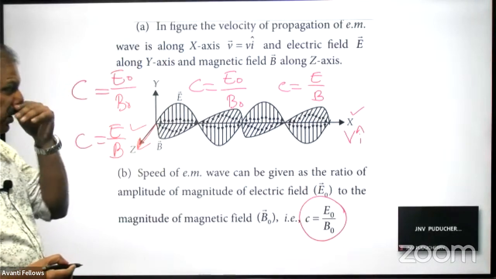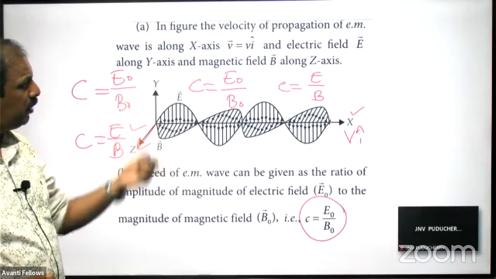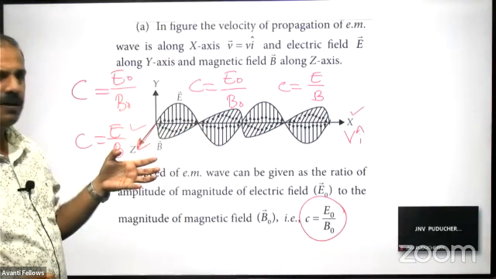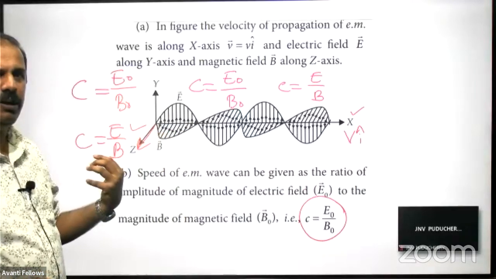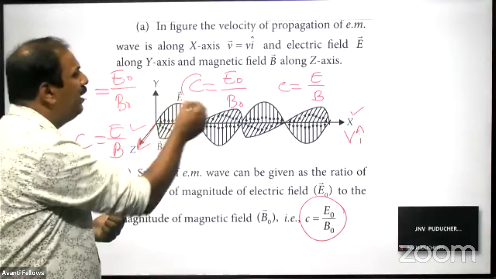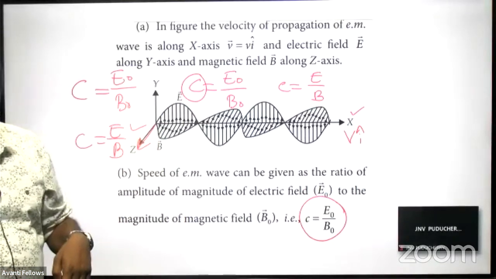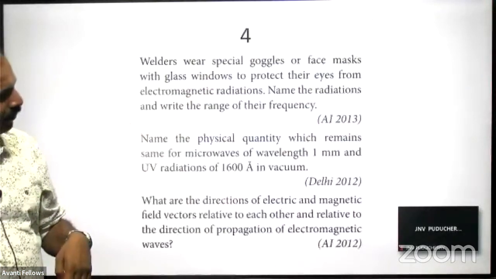But one thing you should remember: this is applicable when it is moving in space. If it is moving in some other medium, then this will be the speed in that medium. Okay. Now we'll move to the next.